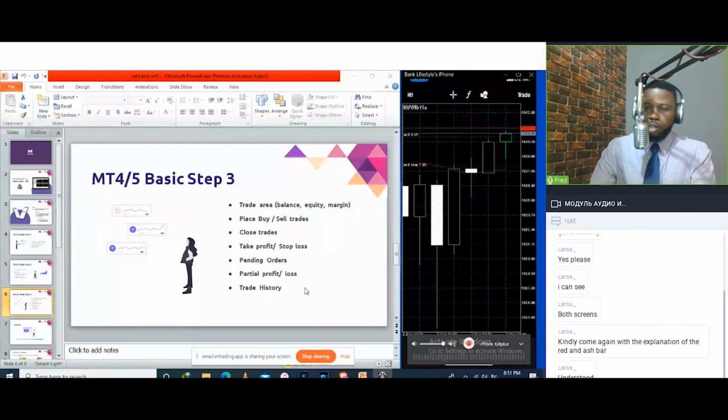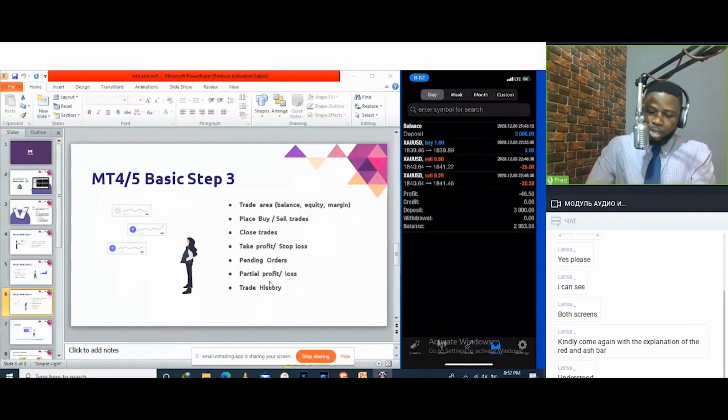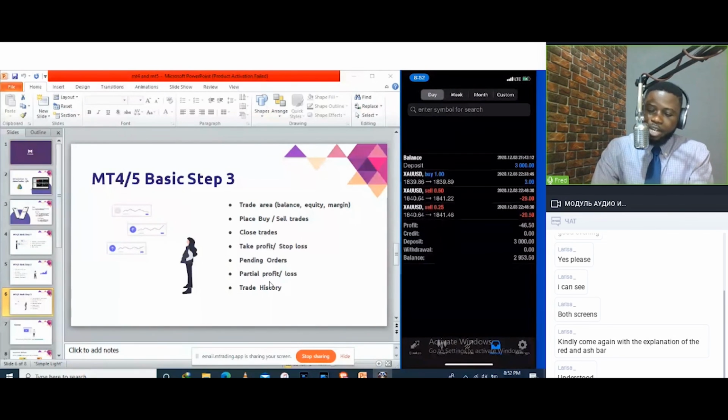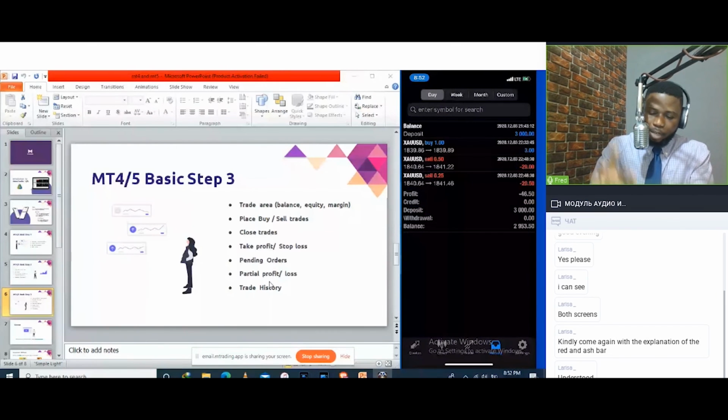Trade history. Trade history is next. So let's go to the trade history. So for trade history, we are on the daily history. So the daily means whatever trade or whatever activity I've made on my account today. You see, so today I made a demo deposit of $3,000. You can see it's right here.